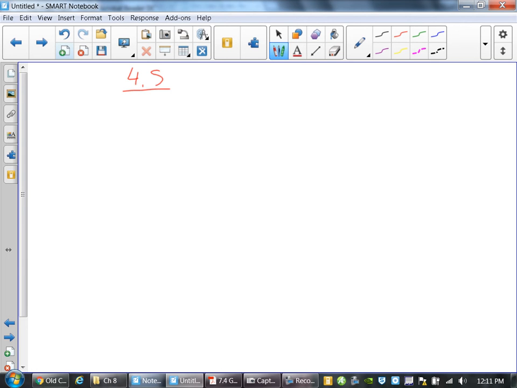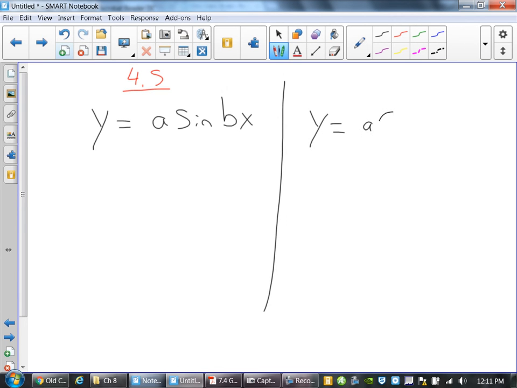So sine and cosine. Generic form, A sine B times X, and then A cosine B times X. And what I want to do is think about the sine graph first, where A and B will both be 1. So I want to look at y equals the sine of X. And when I do this, I'm always going to graph in radian form.